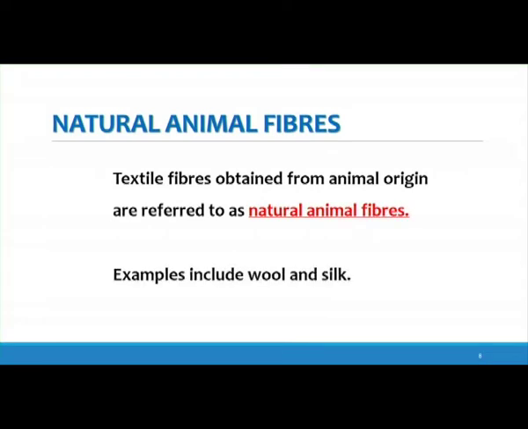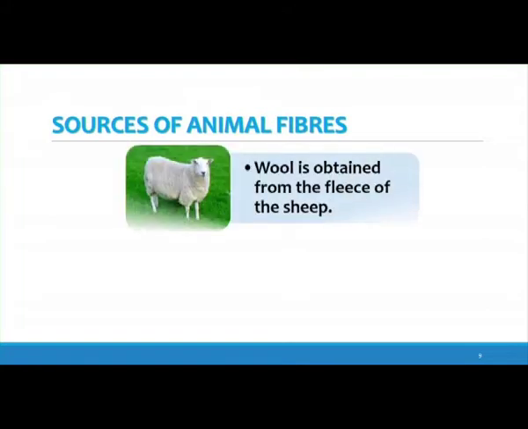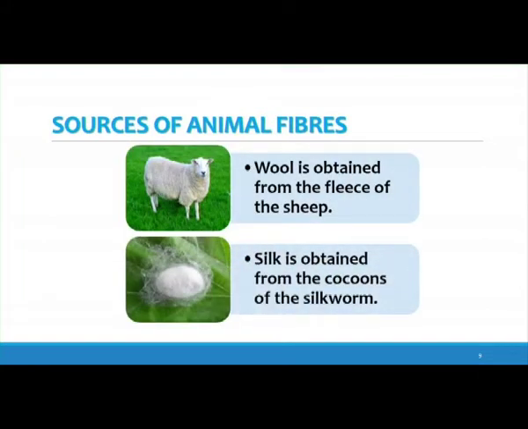Textile fibers obtained from animal origin are referred to as natural animal fibers. Examples include wool and silk. Let's have a look now at the sources of animal fibers. Wool is obtained from the fleece of the sheep, whereas silk is obtained from the cocoons of the silkworm. These two pictures illustrate the sources of animal fibers.